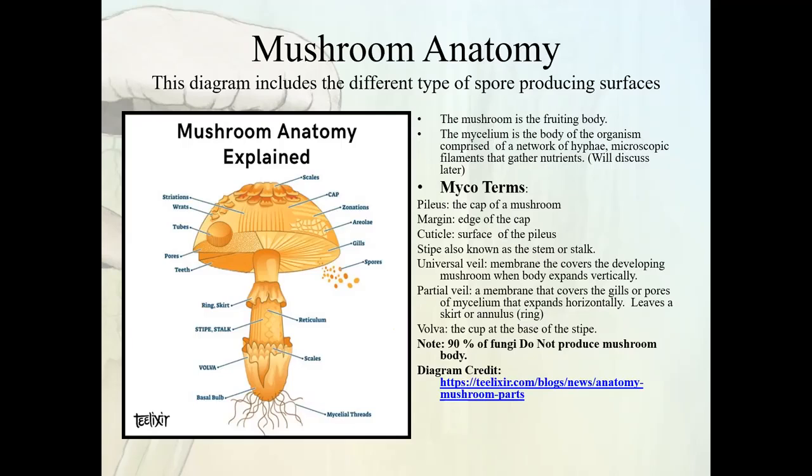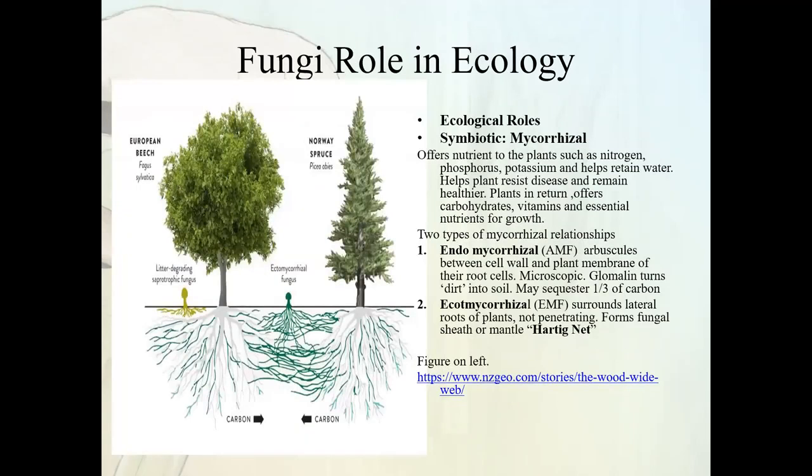Now, the thing is, 90% of fungi do not produce a mushroom body. But you can see that there's literally thousands that do that you will see visually. I also credited each diagram, so you can go back and look at their things as well.